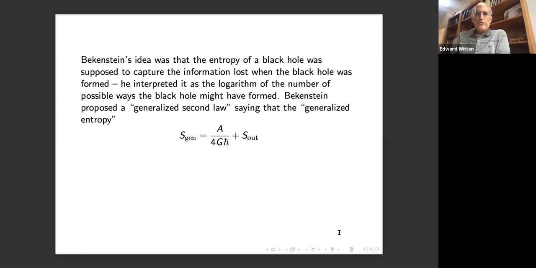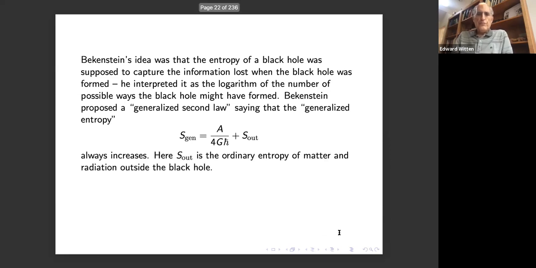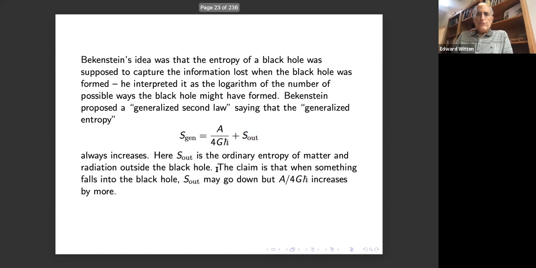And he proposed a generalized second law, which said that the generalized entropy would always increase. So the generalized entropy is supposed to be the black hole entropy plus S out, which is supposed to be the ordinary entropy of matter and radiation outside the black hole. So the claim is that when something falls into the black hole, S out can go down, but the area over 4Għ increases by more.